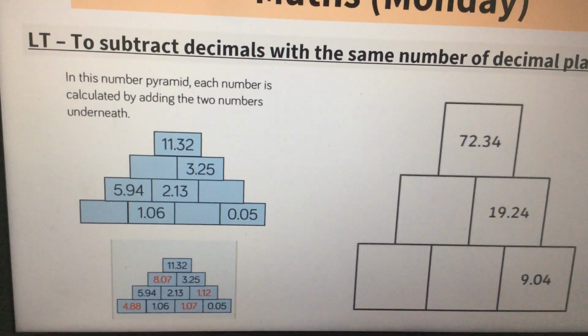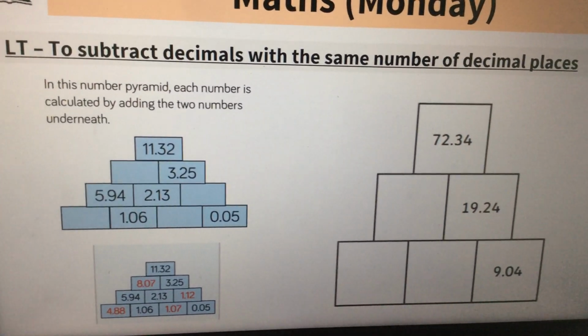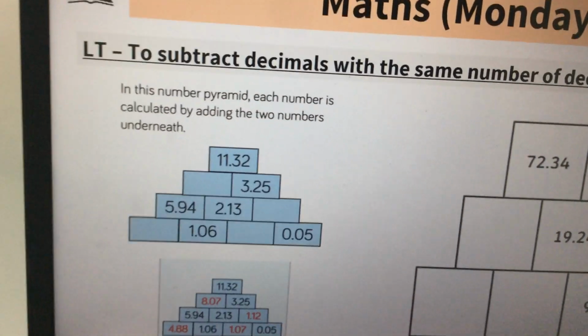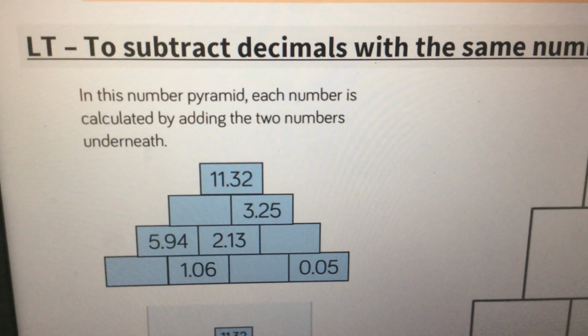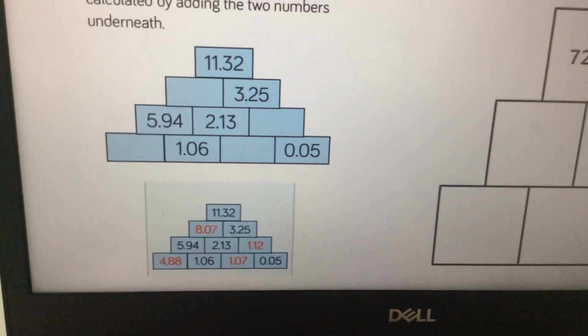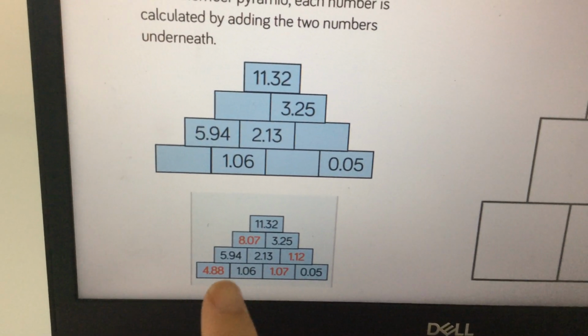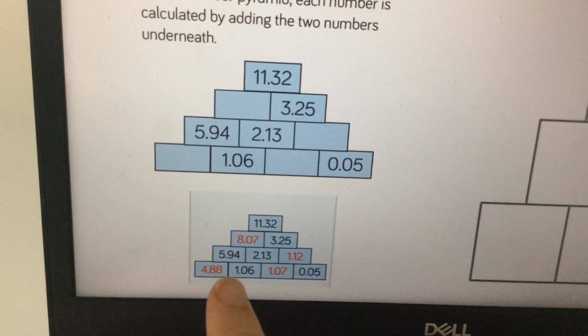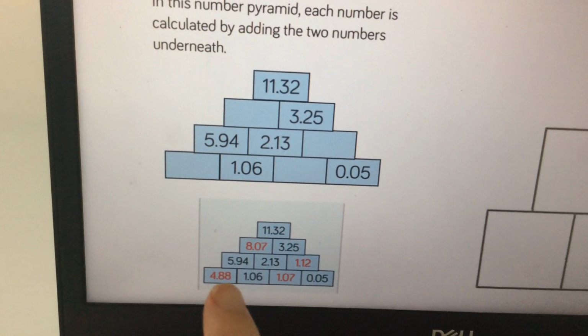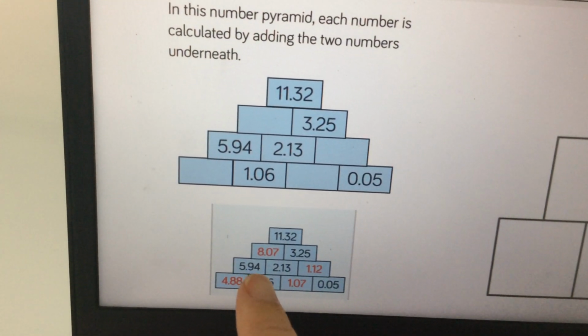Let's have a quick recap of how we solve them. So in this number pyramid, each number is calculated by adding the two numbers underneath. So these two numbers here, the 4.88 plus the 1.06, if you add them together, you will get 5.94.